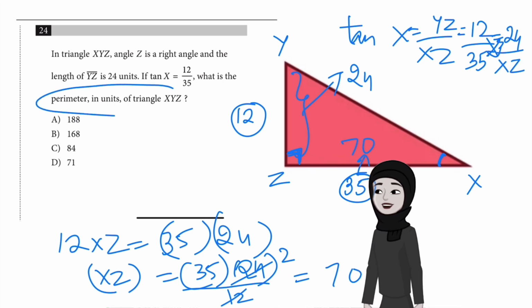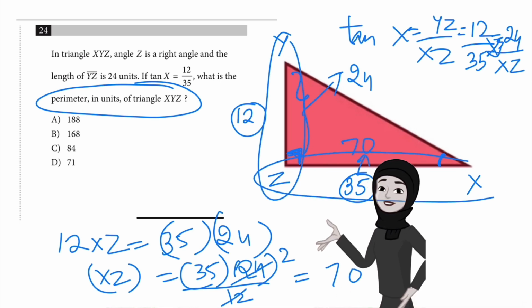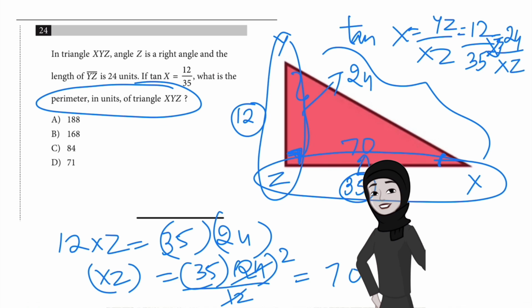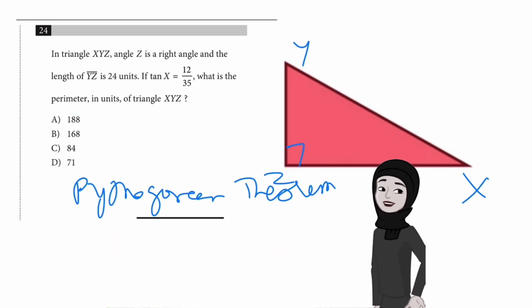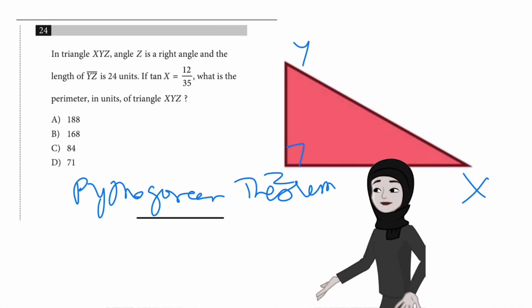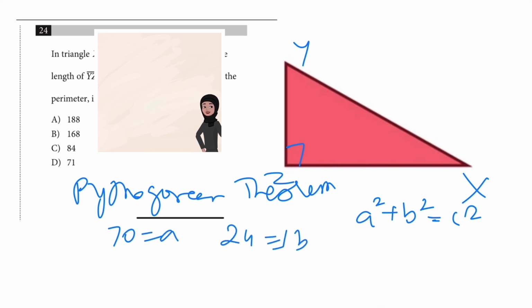Now since we need the perimeter, we need the length of all the three sides. Now we know the value of YZ, 24, and ZX, so we just need the hypotenuse YX. It is calculated using the Pythagorean theorem, which states that if a right angle triangle has legs with lengths A and B and a hypotenuse with length C, then A squared plus B squared is equal to C squared. Now we will substitute 70 for A and 24 for B and use that to calculate C squared. So we will get 70 squared plus 24 squared, which is equal to C squared.